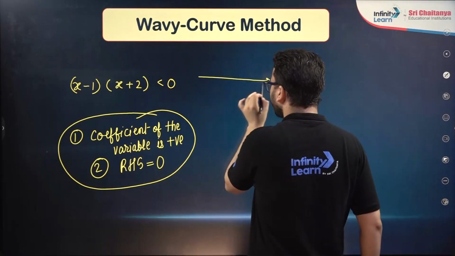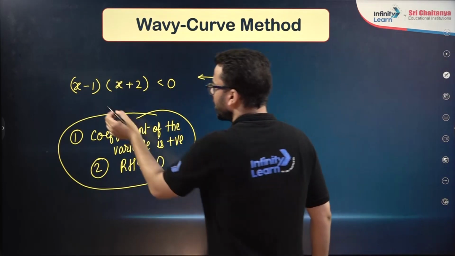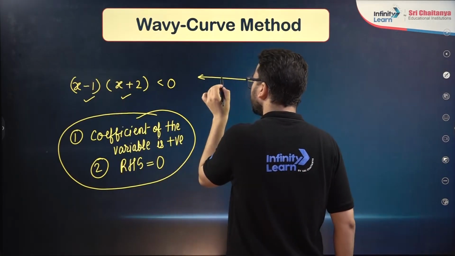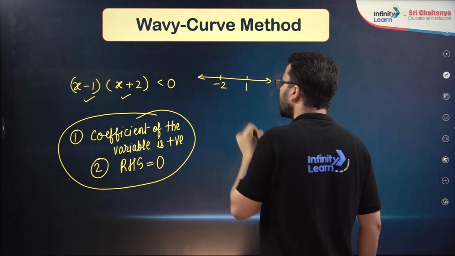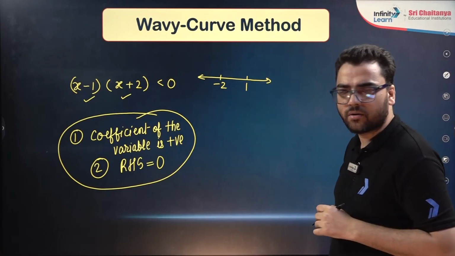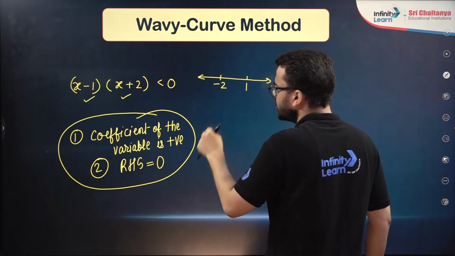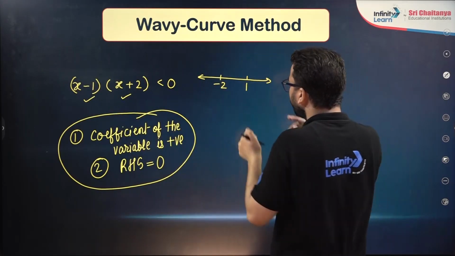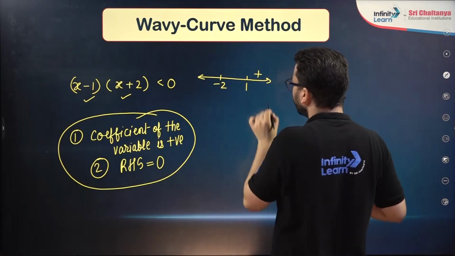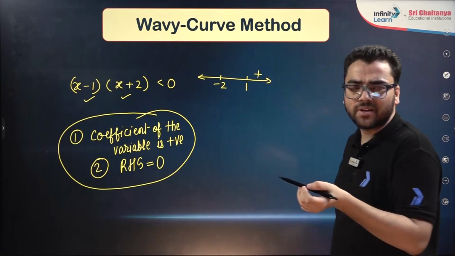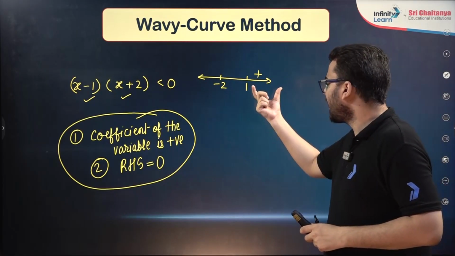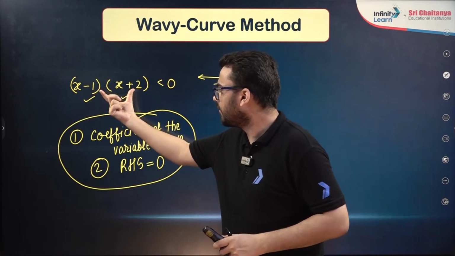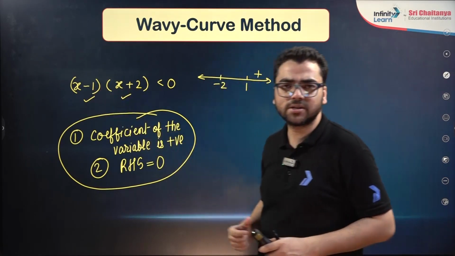So how will I do? Draw the number line, then plot the zeros of the polynomial. What are the zeros of this polynomial? You see, minus 2 and 1. These are the zeros, correct? Now, we have ensured that coefficient of x is positive in the cases. So from here, this region will start with positive. Why I am starting with positive means, if I take any value of x from 1 till infinity, the value of this expression is going to be positive only.